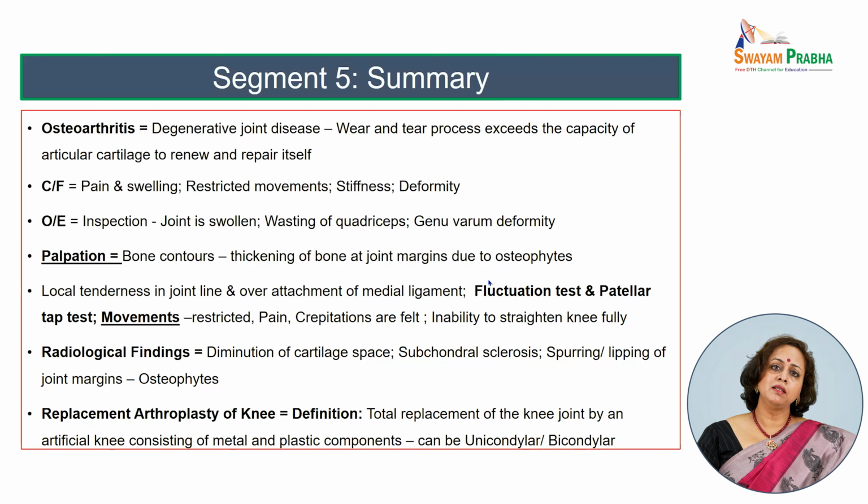Then on taking an X-ray, the radiological findings include decreased joint space, subchondral sclerosis, spurring or lipping of the joint margins. That means you know that the patient is now having osteophytes, and you might even see the joint deformity of genu varum. Then we spoke about replacement arthroplasty of the knee. So it's a total replacement of the knee joint by an artificial prosthesis composed of metal and plastic components. We could either do a unicondylar, that means one condyle of femur and tibia, or bicondylar, where you are doing both the condyles of femur and tibia on one side or one knee of the patient.